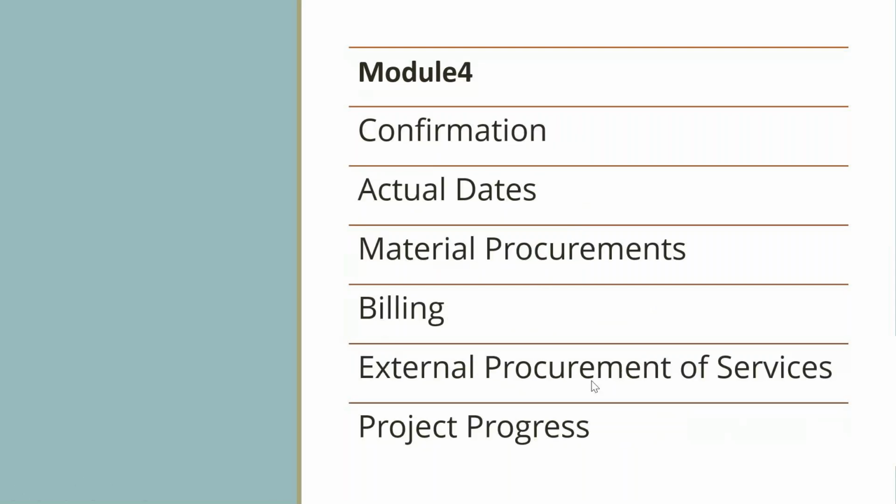Now, when we talk about the next module, we have confirmation, actual dates, procurements, billing, external procurement, and progress. This is a part of the project execution phase where the activities that were planned are being started and completed. One after the other, the activities will start getting confirmed, and based on the confirmation, the next activities will start. What then happens is we are able to analyze the different milestones we are going to get, and when those milestones will get completed, we can plan the procurement and everything accordingly.